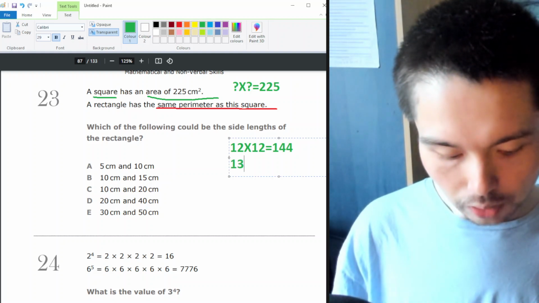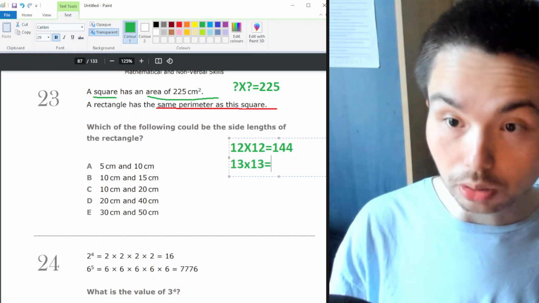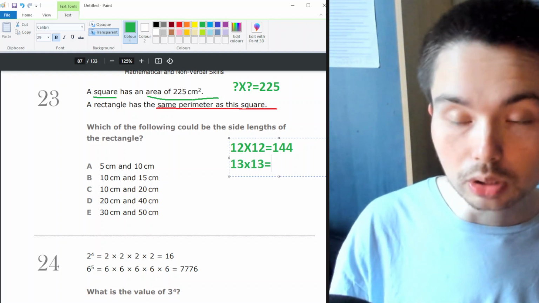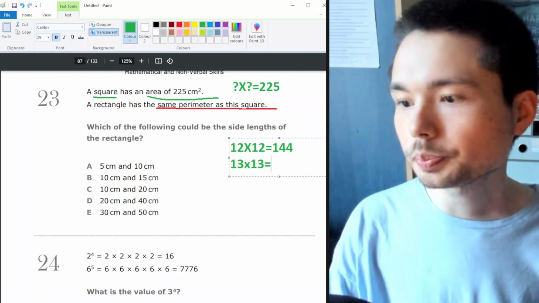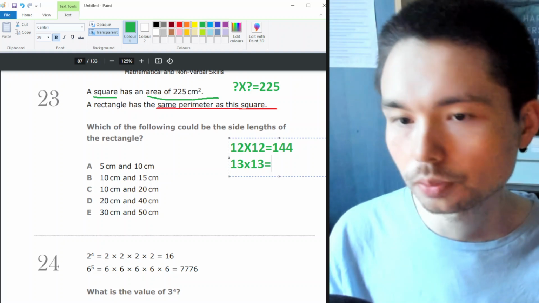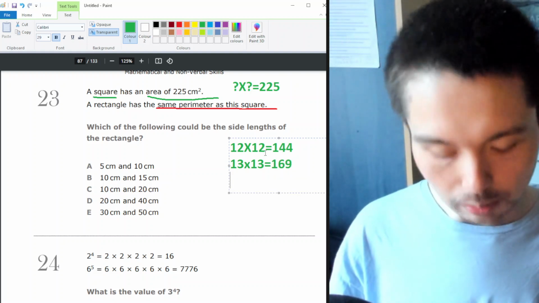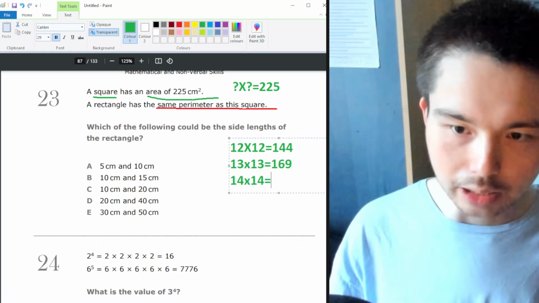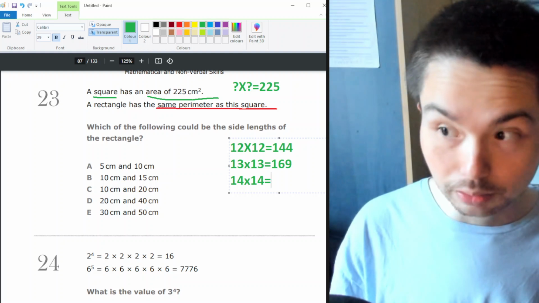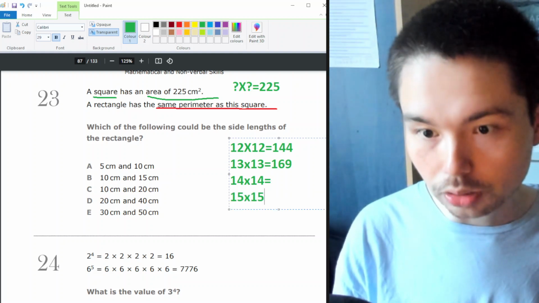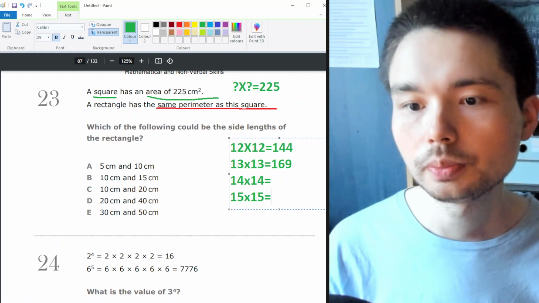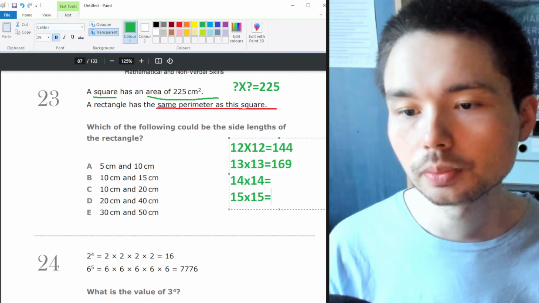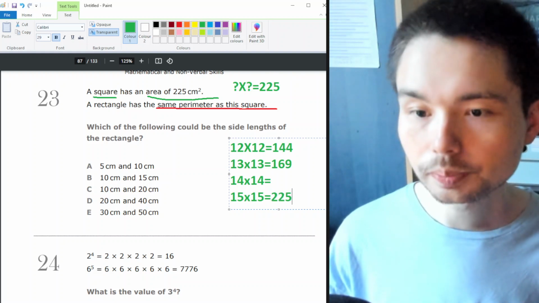Keep going. 13 times 13. Now, you know it could be the answer, because odd times odd is still odd. Okay, work that out yourself. You have 5 seconds. 169. Keep going. 14 times 14. That doesn't actually work, so we're going to ignore that for now. Look at 15 times 15. Do it yourself. 5 seconds. 225.